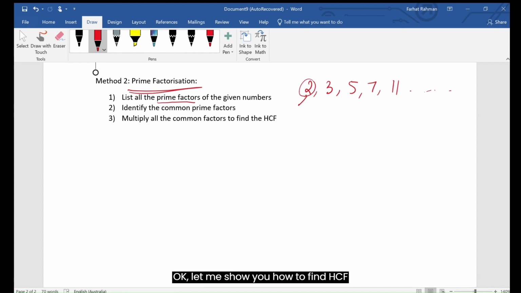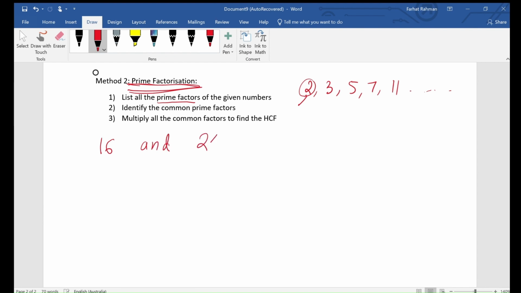Okay, let me show you how to find HCF using prime factorization method. The first step says list all the prime factors of the given numbers. Let's say our given numbers are 16 and 24 again. So according to the first step, we need to list all the prime factors of 16. To do this, we need to create a factor tree.